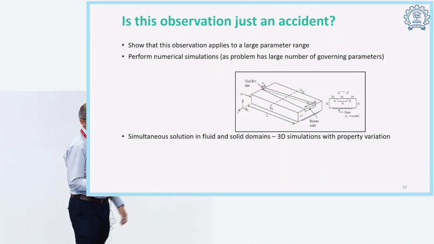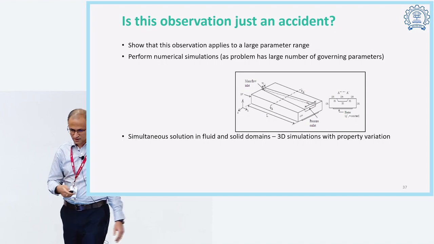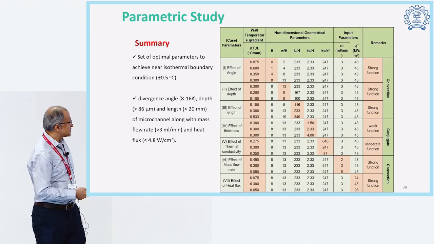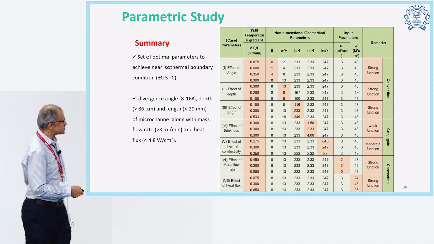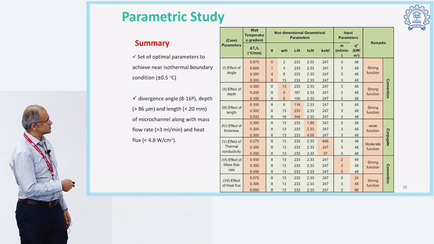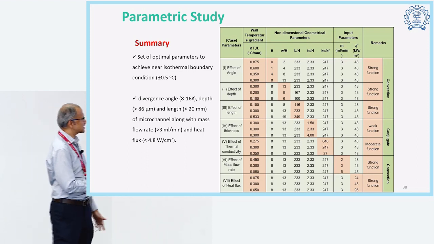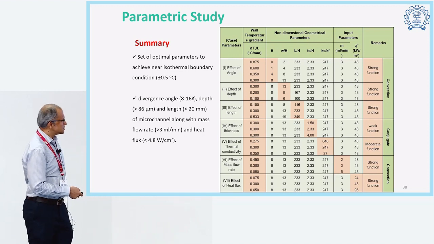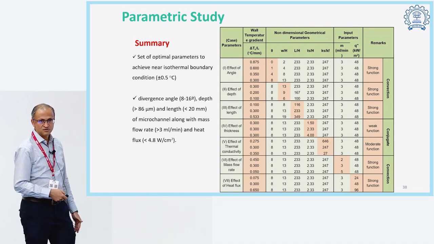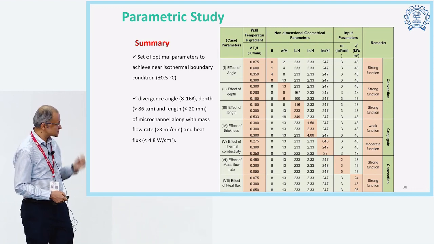And of course, one can further ask the question: is this just an accident? Is it just two effects meeting at just one point? And so we actually did a lot of these simulations looking at the effect of angle, because it's a diverging passage, there's an angle. There's an effect of depth, length, thickness, thermal conductivity, mass flow rate ratio, and heat flux, etc. So there are a lot of these parameters, and one has to do a detailed parametric study.